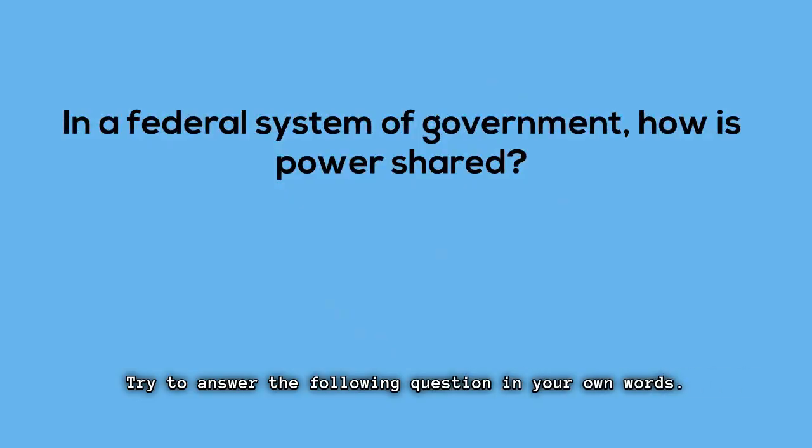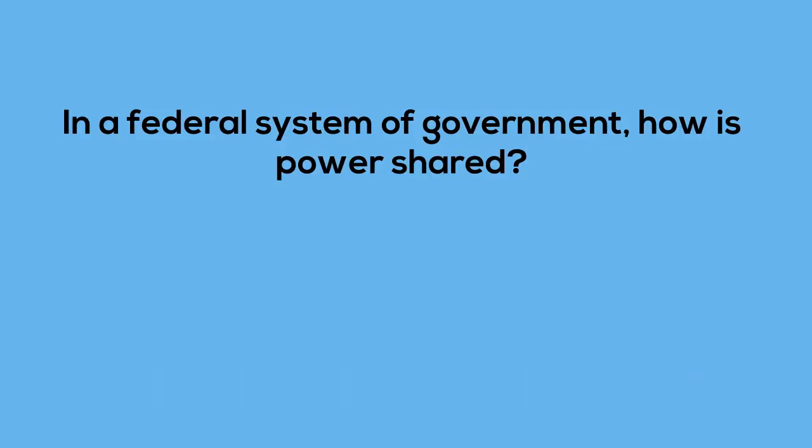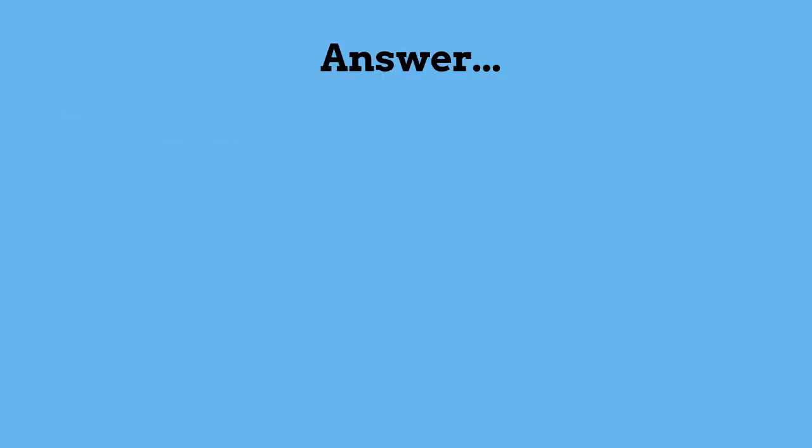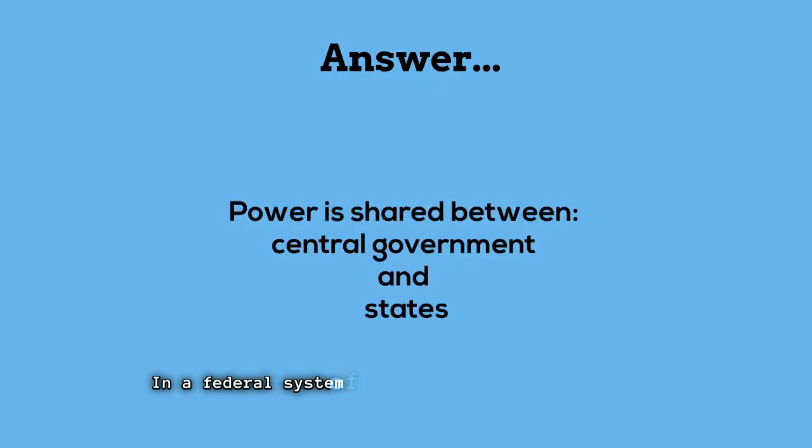Let's check in. Try to answer the following question in your own words. In a federal system of government, how is power shared? In a federal system of government, like ours, power is shared between the central government and the states.